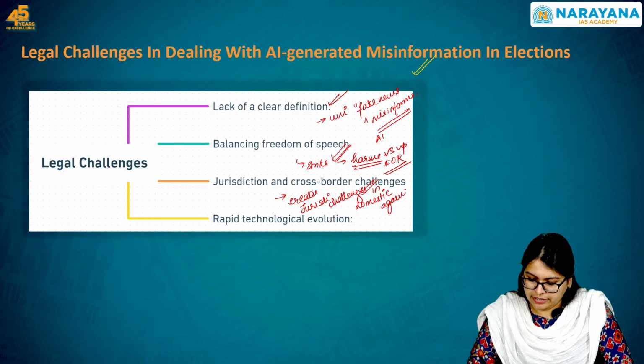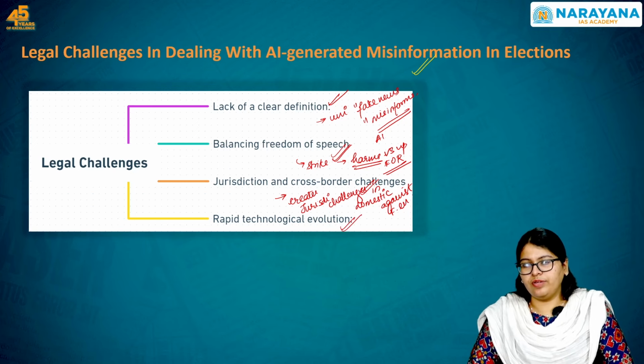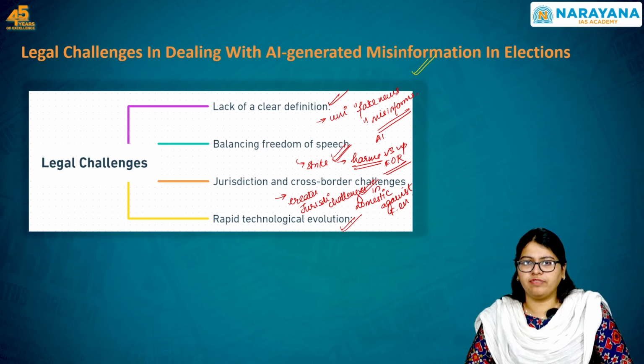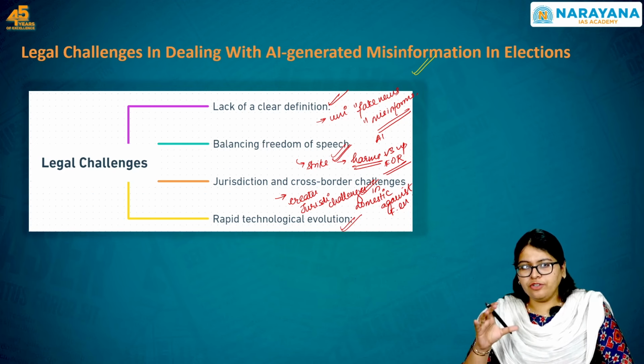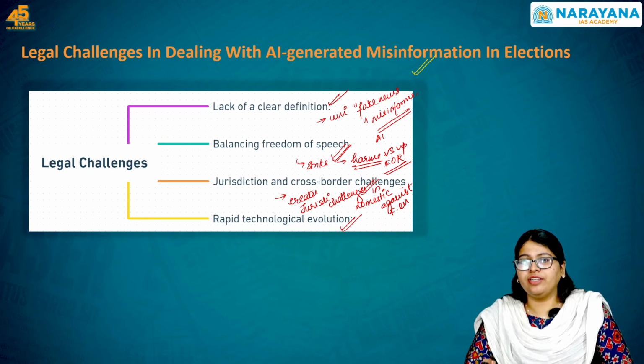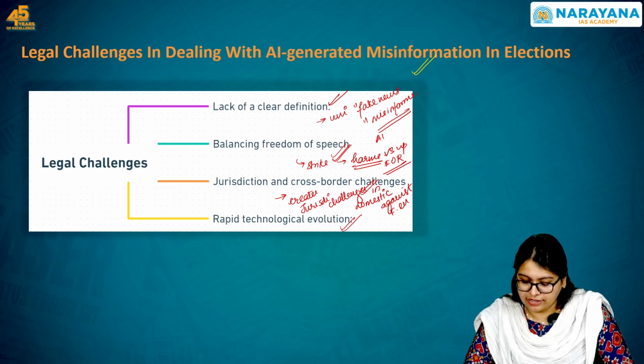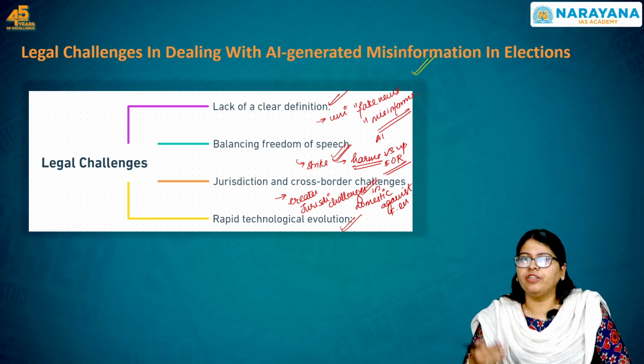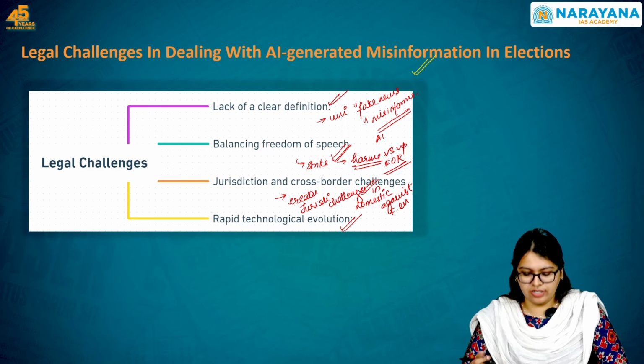The next one is rapid technological evolution. With the rapid pace at which artificial intelligence is growing of late, by the time you devise or design a regulatory framework to contain it, the growth would have outpaced the ability of lawmakers to devise such legislation.